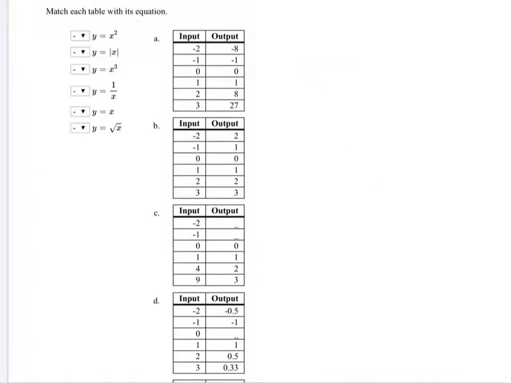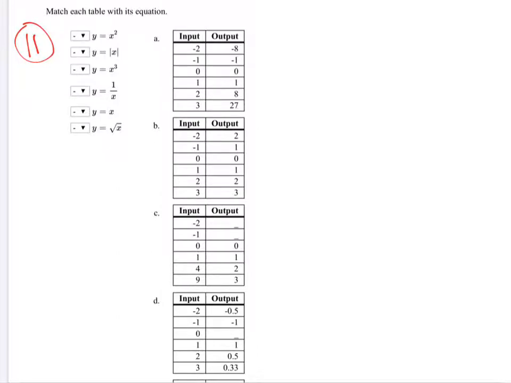All right, on to number 11. Now they want us to do the same thing with tables. This is all just getting used to various graphs and various equations. We're just playing around with these different equations and what their tables look like, what their names are, and what their graphs are. So let's start with the first one.